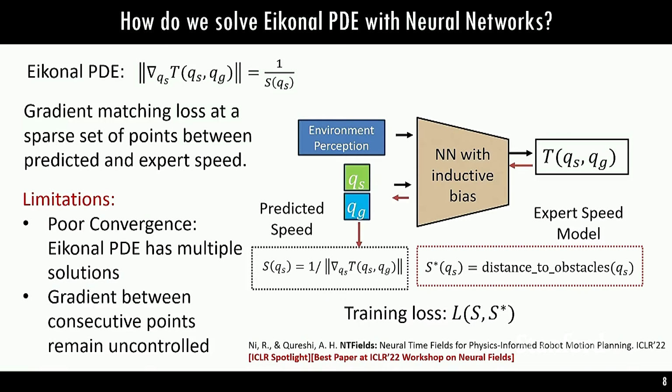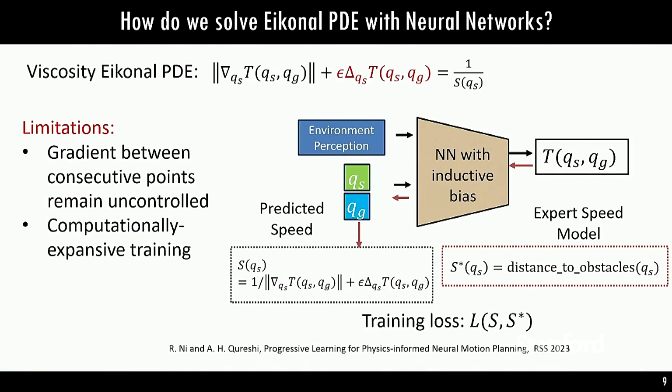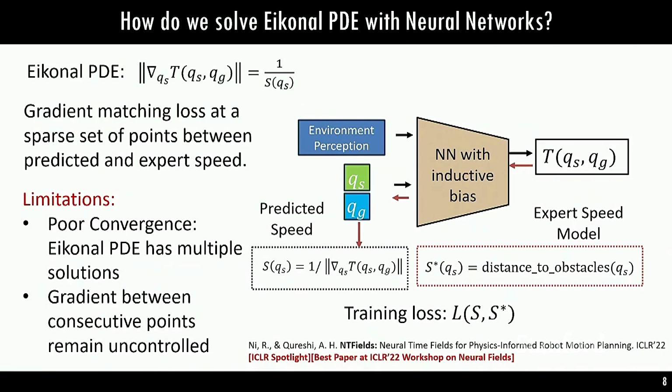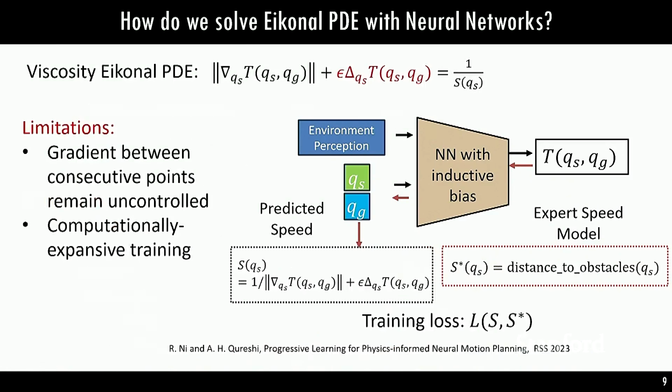So these were the 2 limitations we found that we thought were limiting our model from scaling beyond 4 dimensions. The first solution we explored: can we use the viscosity Eikonal PDE? One of the problems I highlighted is that the Eikonal PDE has multiple solutions. So if you add this Laplacian, then this Eikonal PDE has a unique solution. And that did lead to much better performance. With this model, we were able to scale up to a 6 DOF robot arm, and it could plan motion in very narrow passages.